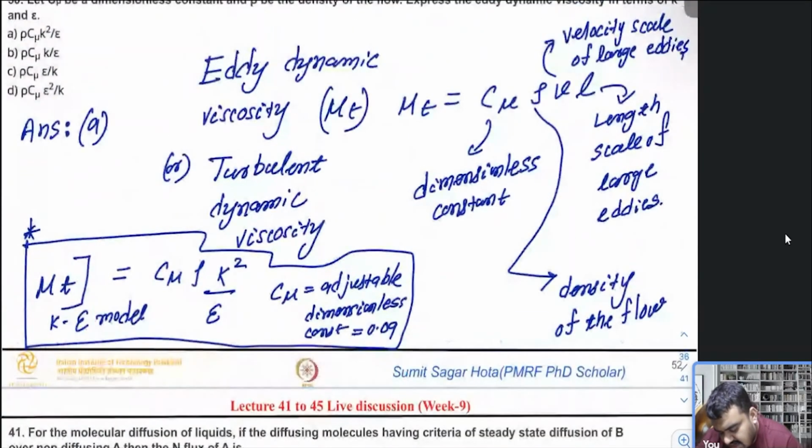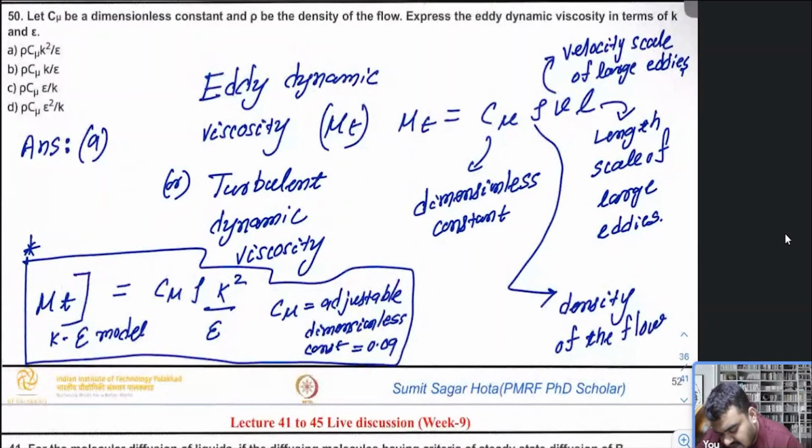Next question. Let C mu be the dimensionless constant and rho be the density of the flow. Express the eddy dynamic viscosity in terms of k and epsilon. The answer should be A, that is rho C mu k square by epsilon. And how is it? You see, eddy dynamic viscosity equals C mu into rho V L. What is C mu? C mu is the dimensionless constant. V is the velocity scale of large eddies. Okay, rho is the density of the flow, and L is the length scale of the large eddies.